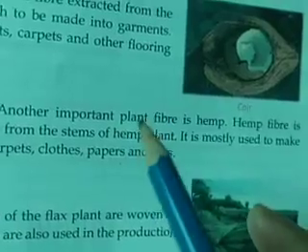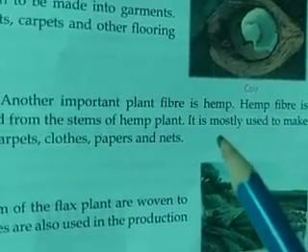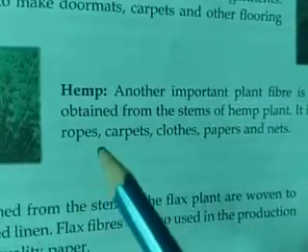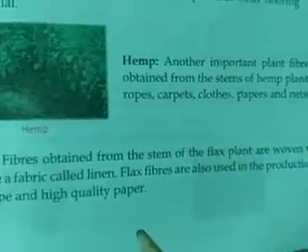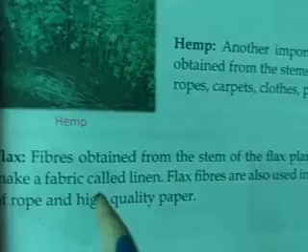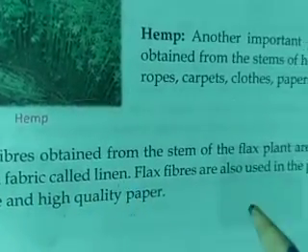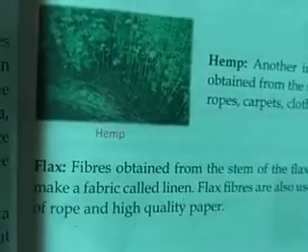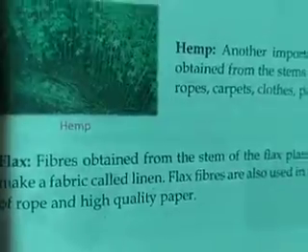Hemp. Another important plant fiber is hemp. It is mostly used to make ropes, carpets, cloth, paper and nets. Flax. Flax is obtained from the stem of the flax plant and woven to make a fabric called linen. It is mainly used in the production of rope and high quality paper.